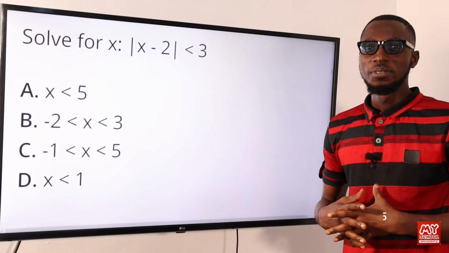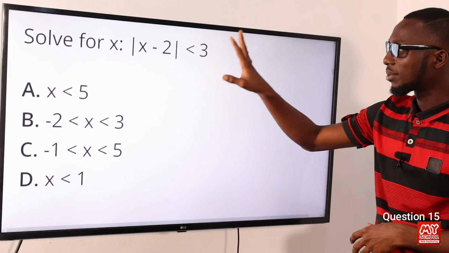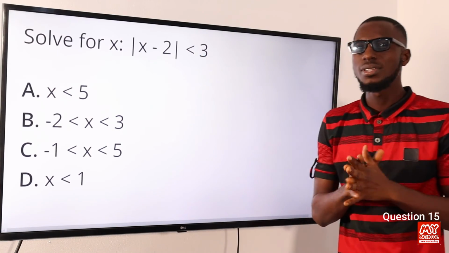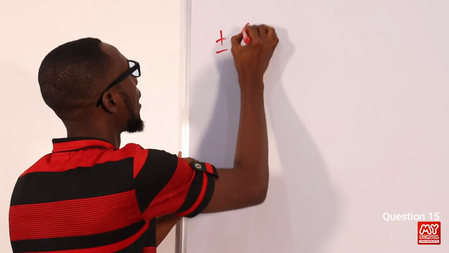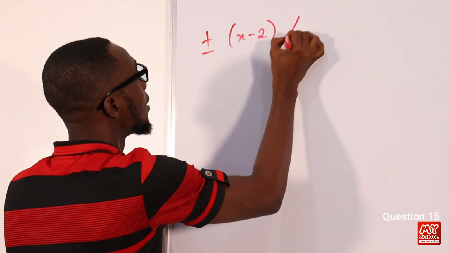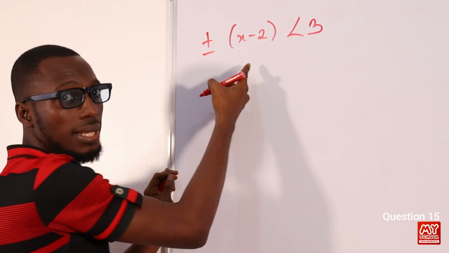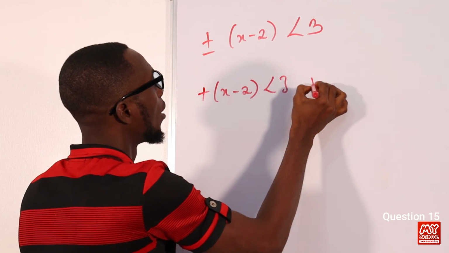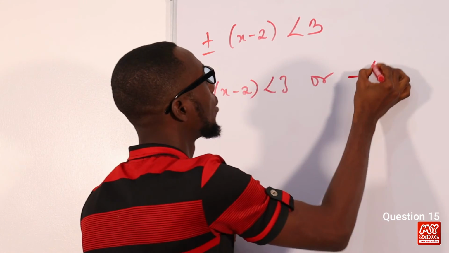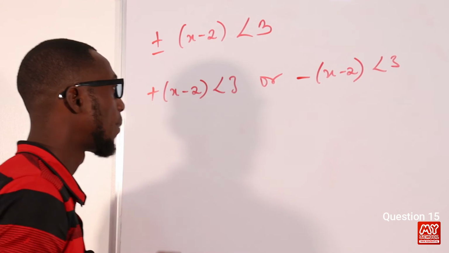Question 15. Solve for x. We have the absolute value of x minus 2 is less than 3. So I can say this implies plus or minus of x minus 2 is less than 3. This means x minus 2 is less than 3, or minus (x minus 2) is less than 3. This is just one method I'm proposing.